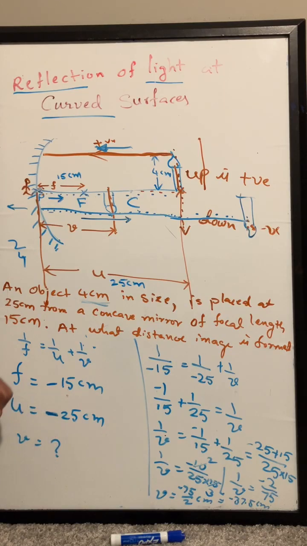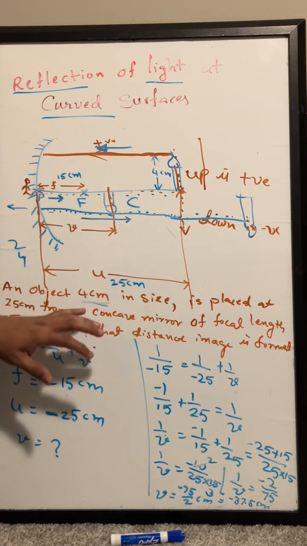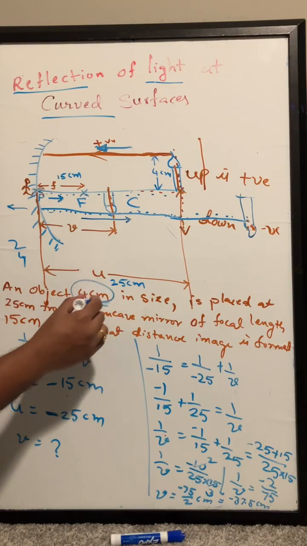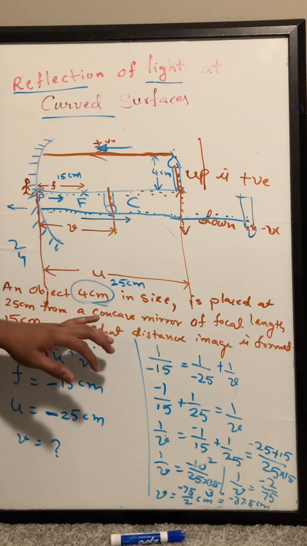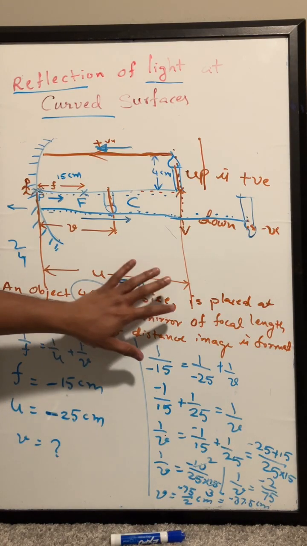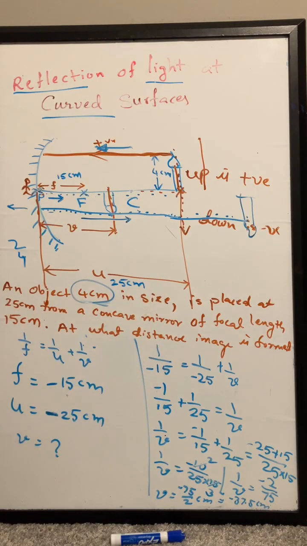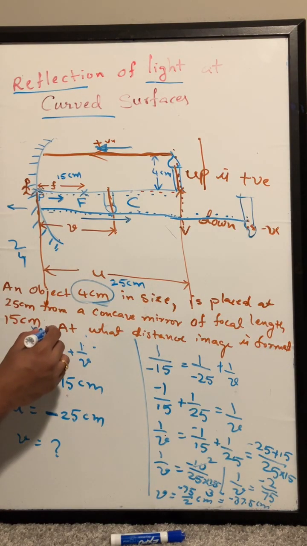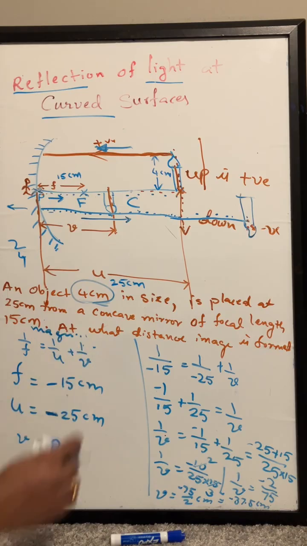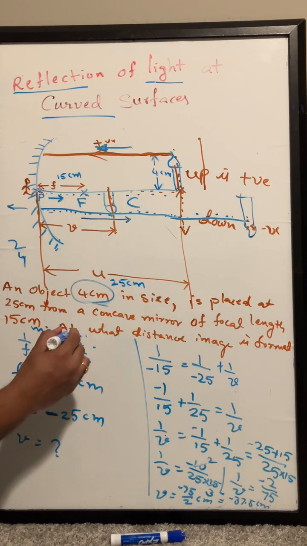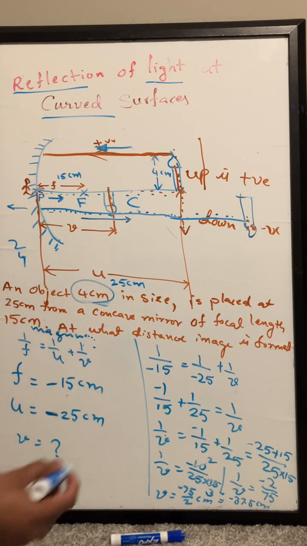So why did he give the height of 4 centimeters? We didn't use this height anywhere. So I wrote half of the problem. The other half of the problem is magnification. So I will explain how much magnified the image is.